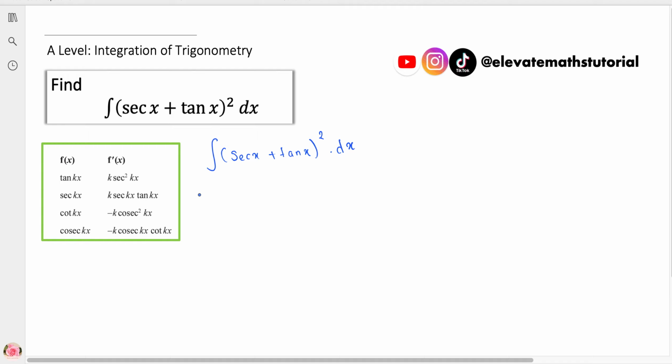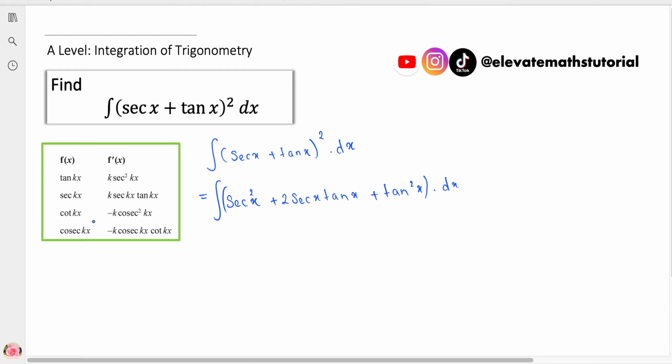So what we're going to do first is we're going to expand the brackets and then write out. So sec squared x plus the expansion of the double bracket is going to be sec squared x plus 2 sec x tan x plus tan squared x, okay, into dx. So this is what we have.